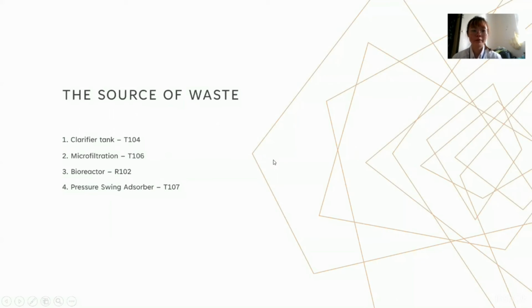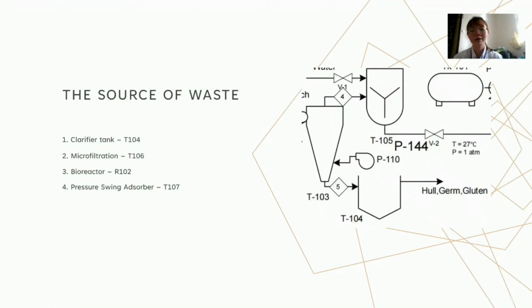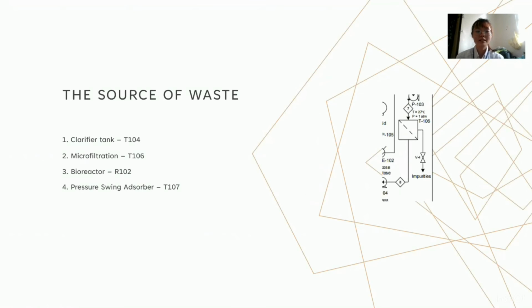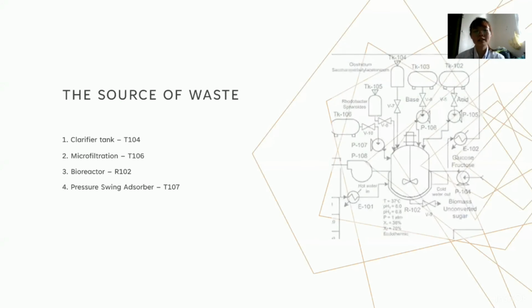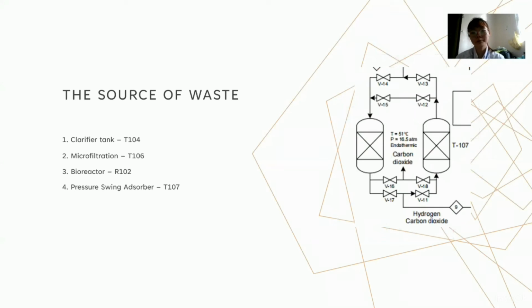The source of my waste is from the clarifier tank, which produces the hull, germ and gluten from the treatment of the raw materials. Next is the microfiltration, which produces impurities when it is filtered out. Next is the bioreactor, where the wastes are biomass and unconverted sugar. Lastly is the hydrogen adsorber, which produces carbon dioxide gas.